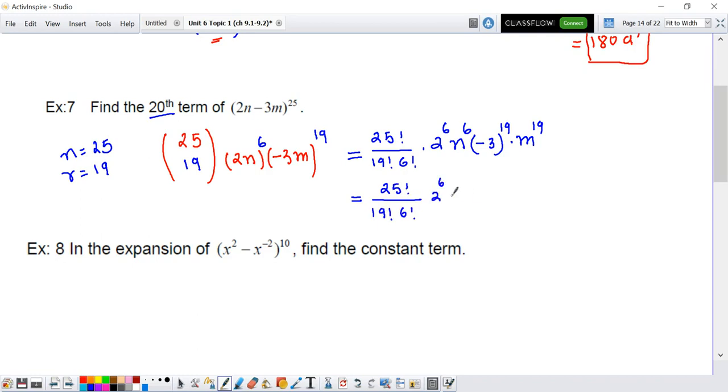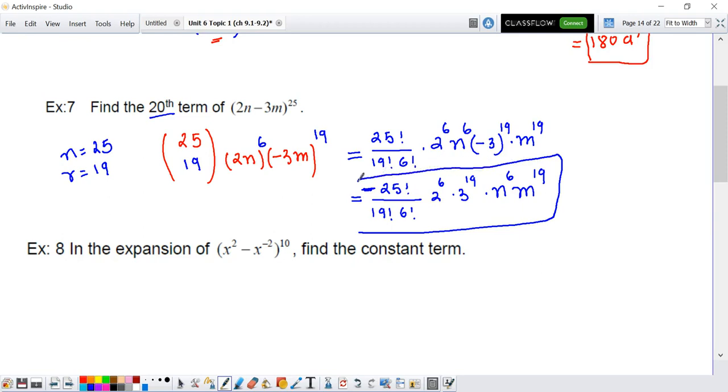2 to the 6, negative number to the 19th power is negative. So 3 to the 19th and n to the 6, m to the 19th. We will accept this answer. So we are making sure that you have a negative sign and these numbers are correct, and every single thing has to be correct. So 20th power means, the 20th term means r is 19.